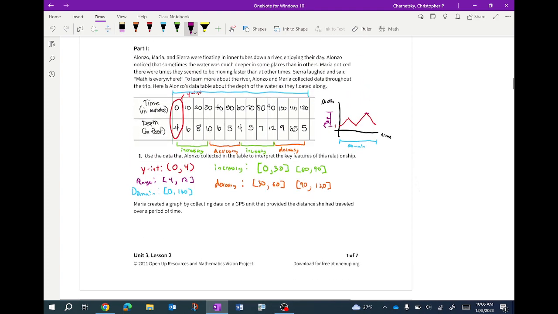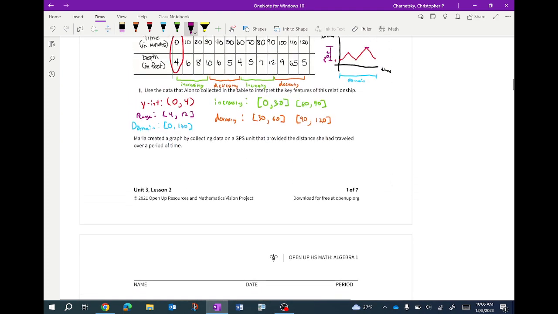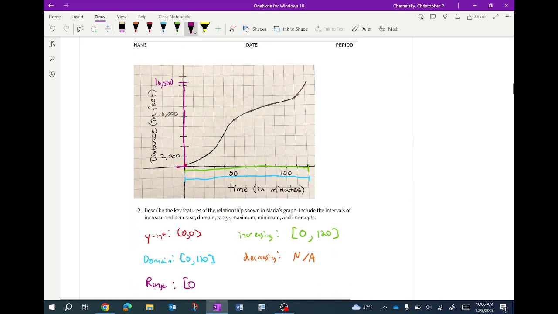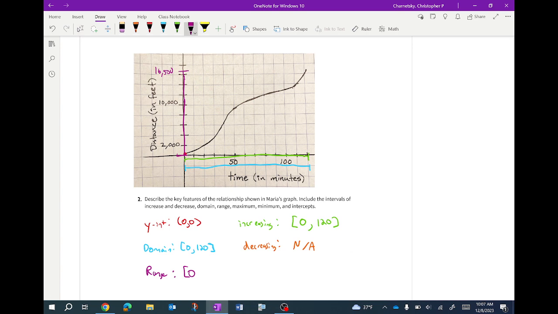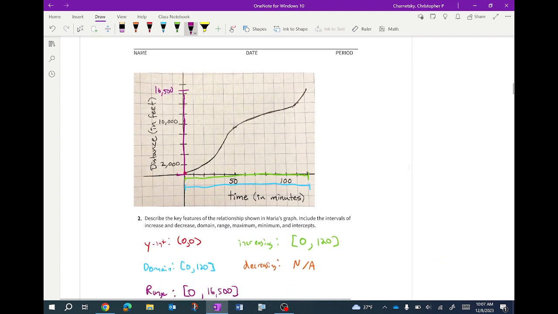Let's see if we read back there. Nope, there's no words that tell us how far it actually travels. We're just going to have to kind of guess. That's okay. So approximately between 0 and 16,500 is what I would guess is the range. Alright. There doesn't seem to be any other key features that we could read from this graph.